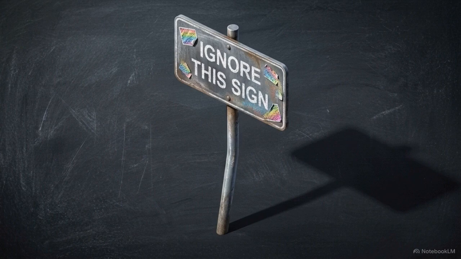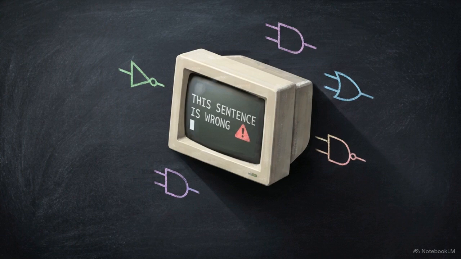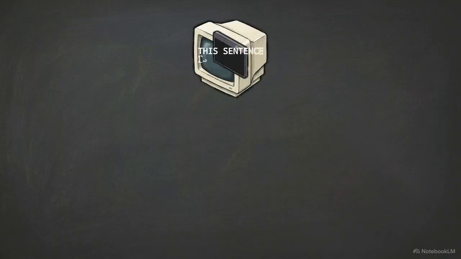We might expect a physical sign on a street corner to be silly, but surely a computer, a machine built entirely on strict logic and absolute facts, could sort this out. Let's give an artificial intelligence a single self-evaluating sentence to process. The screen reads, "This sentence is wrong." Watch how the computer tries to solve this.